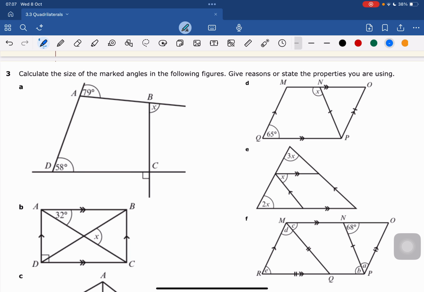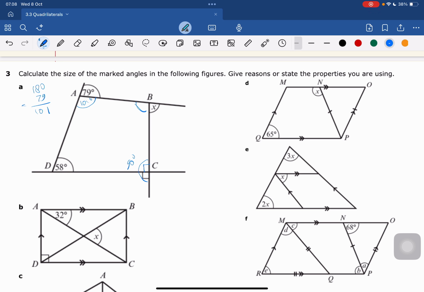Calculate the size of the marked angle in the following figures. Okay, look at it. One line, so this is 180 in total. So we got 79, 180 minus 79 degrees. So this is 101 degrees. Here, a straight angle is 180, so we got 90 degrees, and what is this?